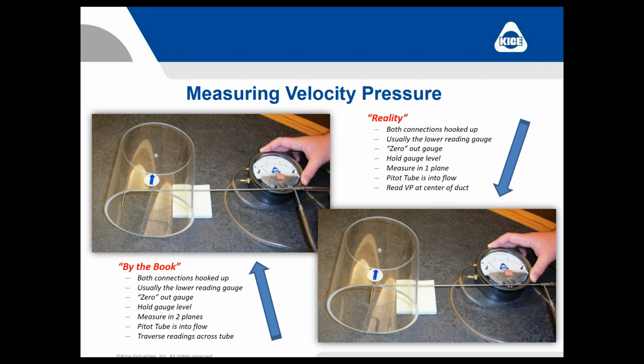Measuring velocity pressure, again, by the book, the one on the left, both connections hooked up. You zero out the gauge, you hold the gauge level, you measure in 2 or 3 planes, you traverse readings, then you've got to average it out. The reality is most people, myself included, will try to get our pitot tube in the center, and we'll get a reading at the center of the duct. And that's what we use when we start to do our calculations.